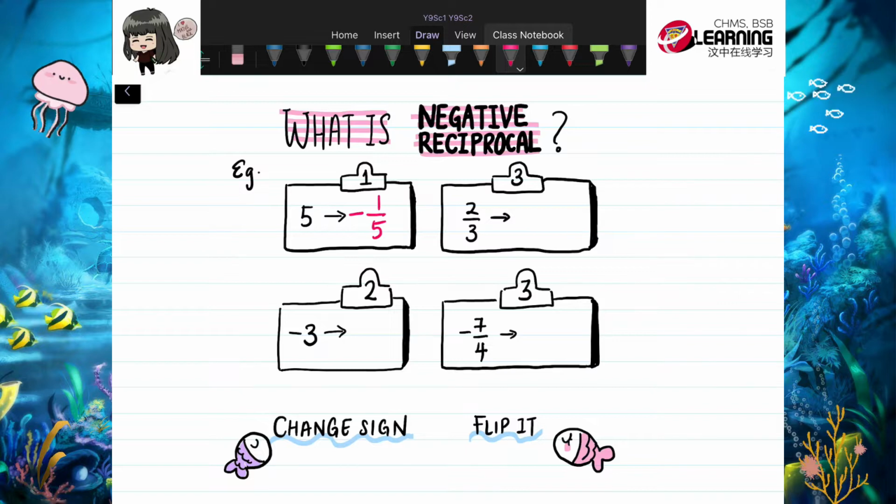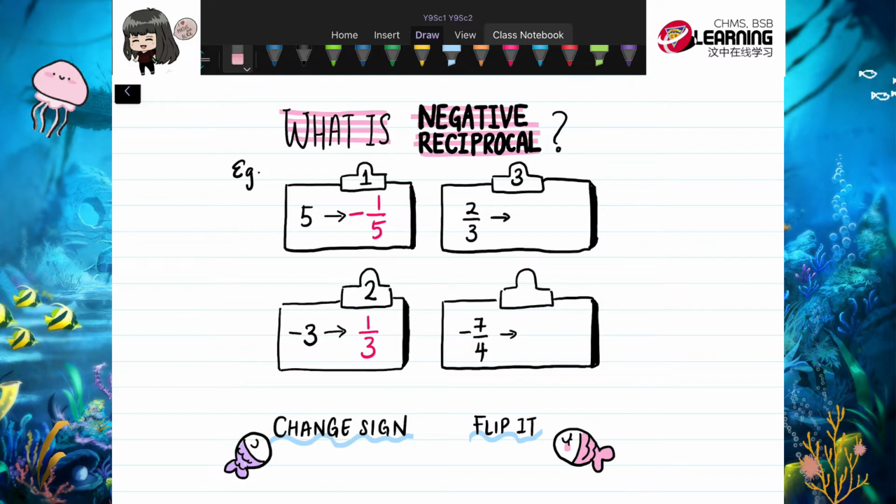Look at the second one. -3. So what is the negative reciprocal for -3? Remember, you change sign and flip it. Change sign, flip it. Repeat after me, please. Change sign and flip it. So -3, when we negative reciprocal, it means we change the sign, become positive, and 3 is coming from 3 over 1. When you flip it, it becomes 1 over 3. So it's positive 1 over 3.